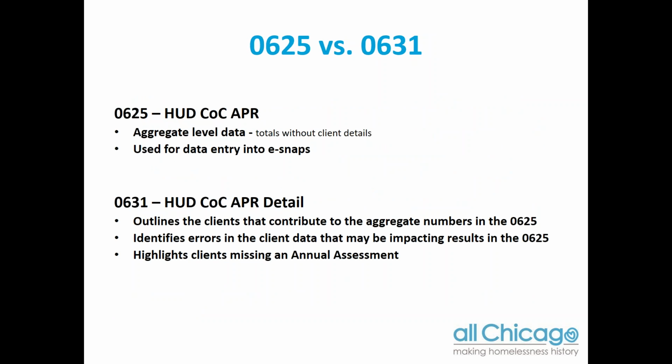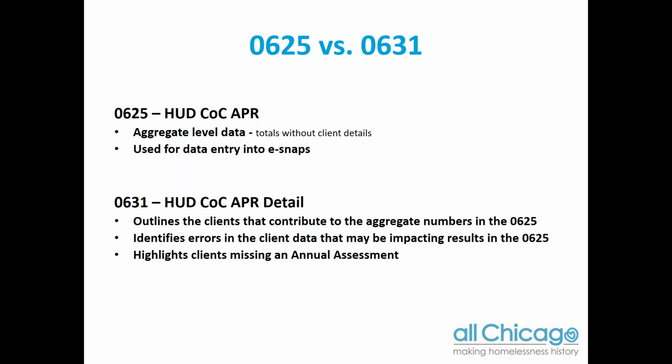And this is just some basic differences. The 625 is actually the report that informs the data that you would enter into eSnaps, and that represents your outcomes and your measures of the characteristics of the clients you've served, and it's all totals. There's no client level information, and there's no details. So you'll see very quickly the difference between these reports when we look at them.